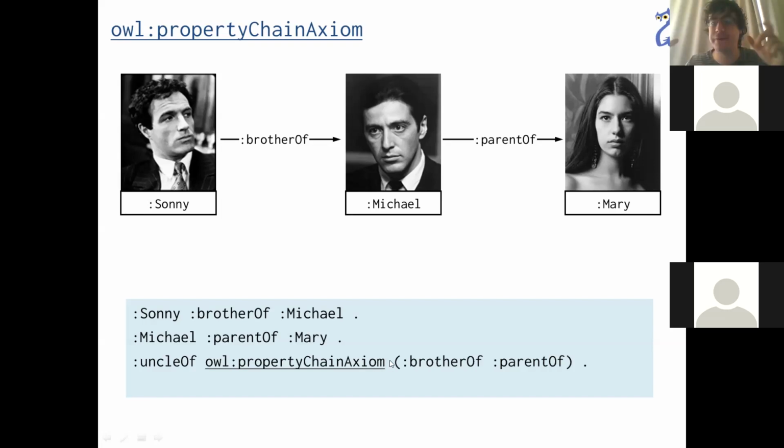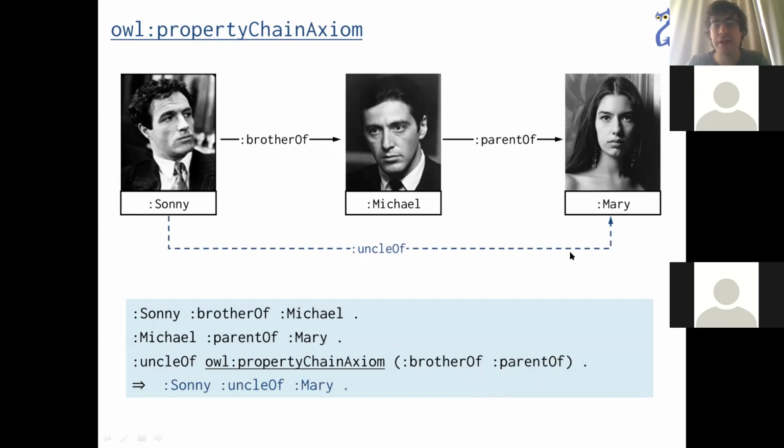of a list, a sort of path of relations. We can give a list of one or more relations here. In this case, we say uncle of is like visiting brother of and then parent of. So from this, we can conclude that Sunny is the uncle of Mary.